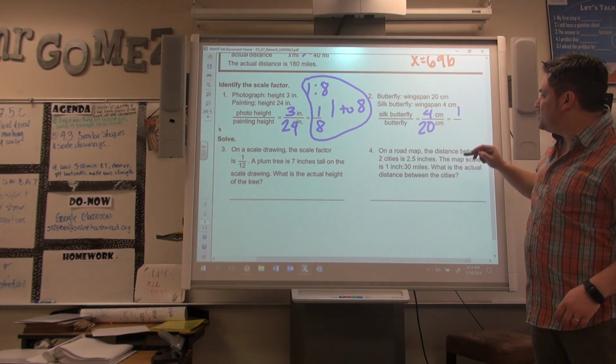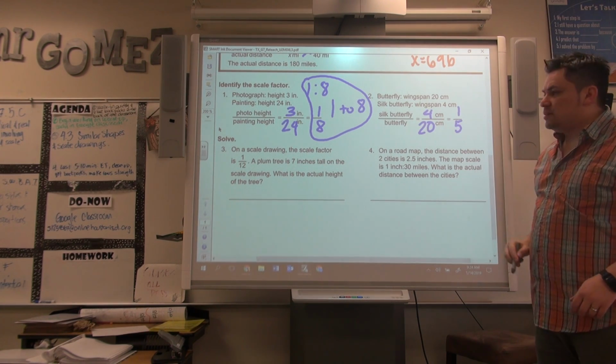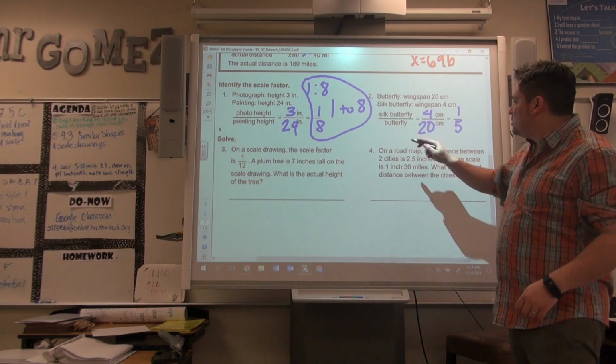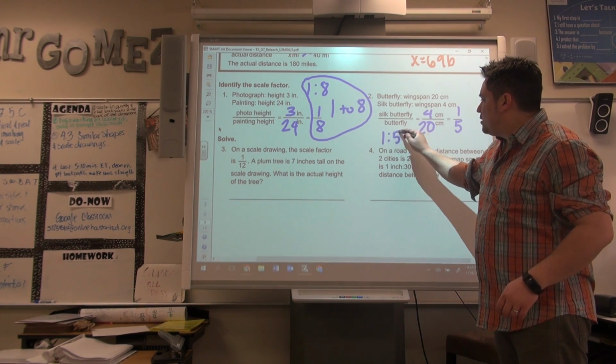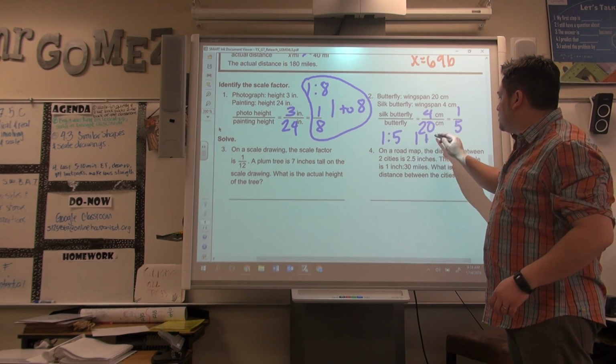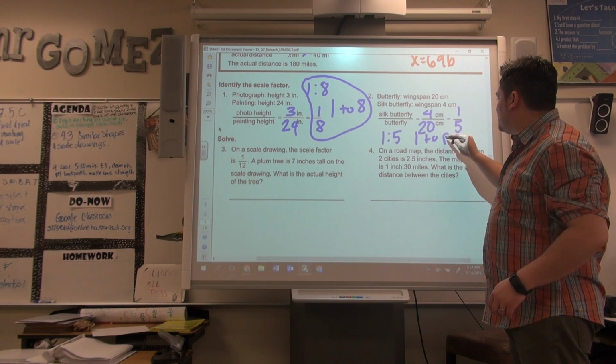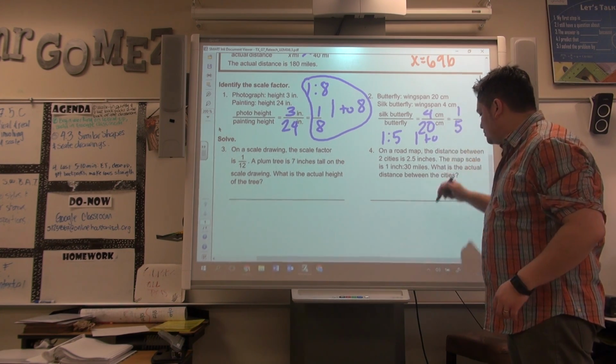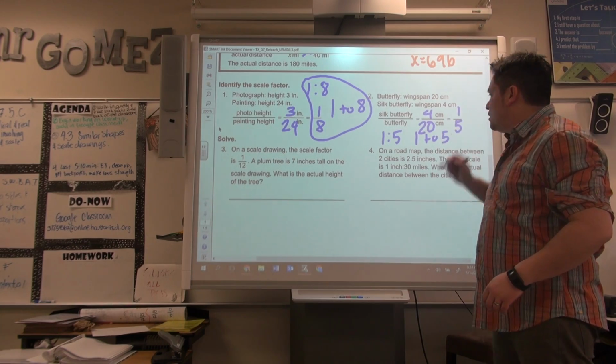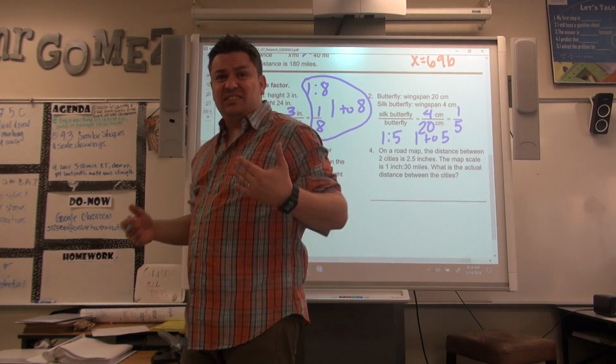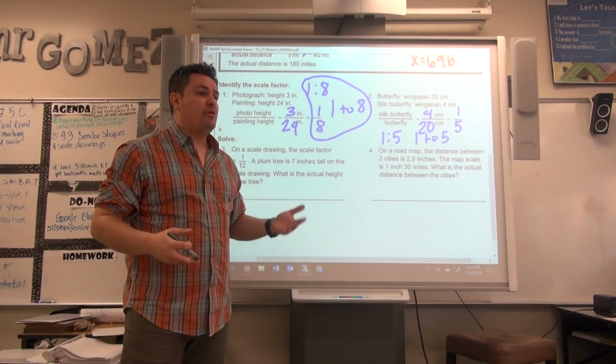So it's going to be 1/5. How else can I write it? And then 1 to 5. Questions so far? It's easy stuff, right? Repetitive stuff that we have been doing.